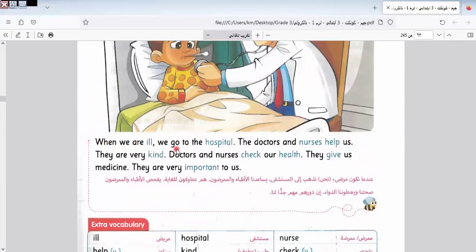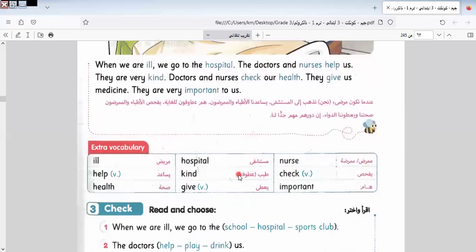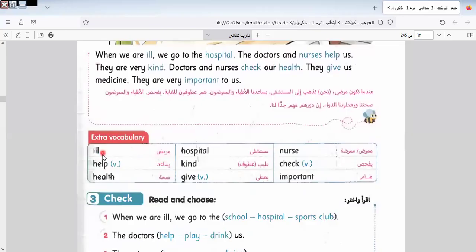When we are ill, we go to the hospital. The doctors and nurses help us. They are very kind. Doctors and nurses check your health. They give us medicine. They are very important to us. Here we have some vocab I would like to note: ill, hospital, nurse, help, kind, check, health, give, important.